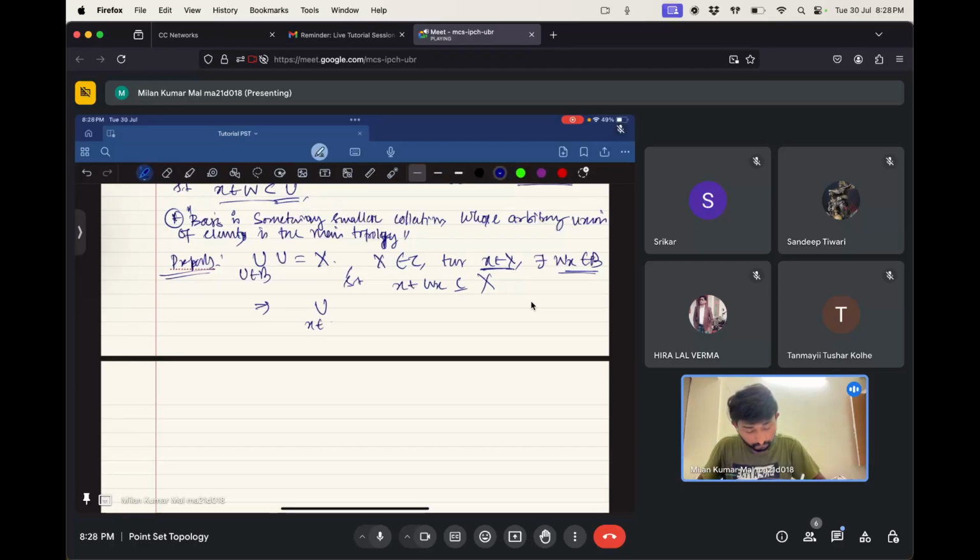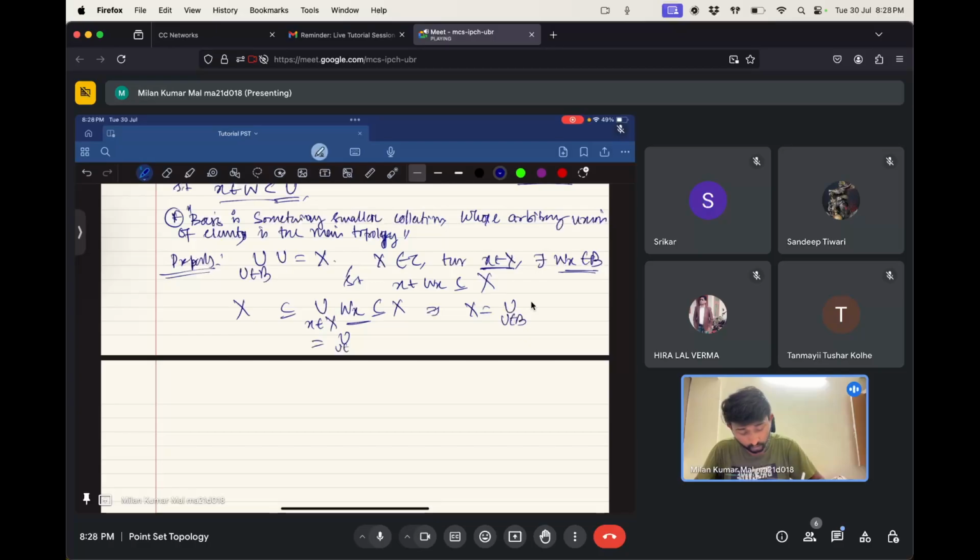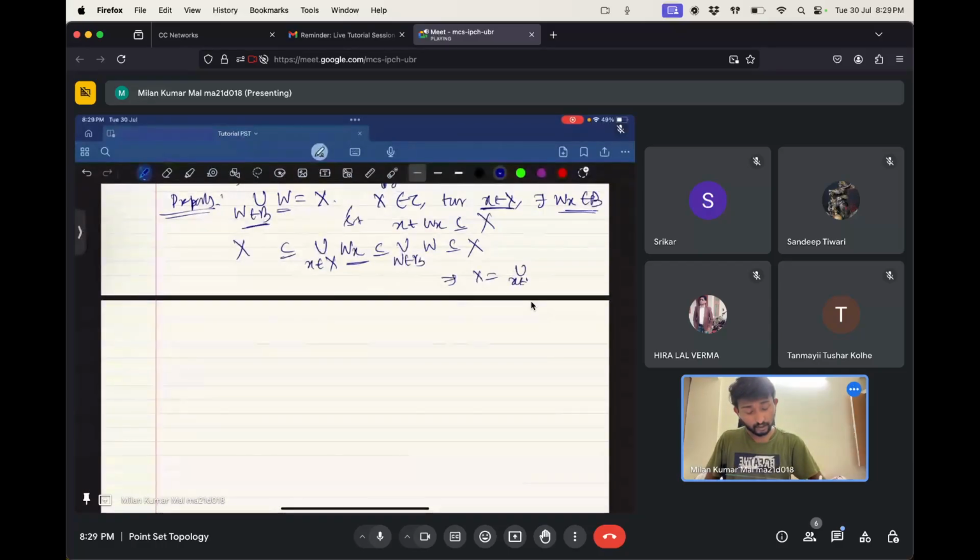For every x belongs to X, I get W_x, which is a subset of X. Also, X is always contained in the union of the W_x, since x is contained in W_x. Each W belongs to B is actually a subset of X, so their union can't go outside. Better to write it this way: X is a subset of the union of W belongs to B, which is a subset of X. So this gives that X is equal to the union of W belongs to B. That is the thing.